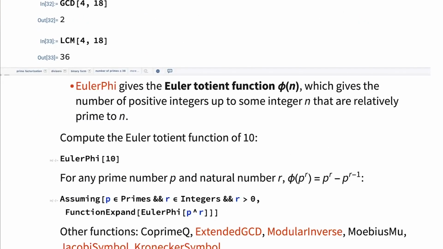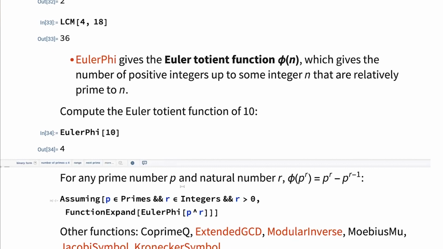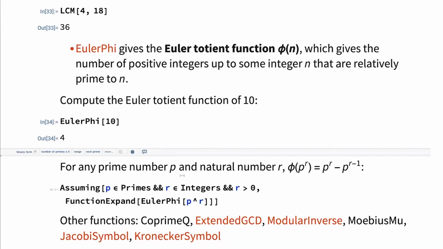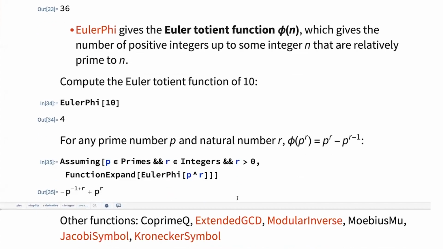EulerPhi gives the Euler totient function, which gives the number of positive integers up to some integer n that are relatively prime to n. For example, we can compute the Euler totient function of 10 by doing this. And there's a very interesting result that says for any prime number p and natural number r, this is what you get. And in the Wolfram Language, we can see that yes, it is indeed true. And the Wolfram Language has some great capabilities in symbolic computation. Other functions include CoprimeQ, ExtendedGCD, ModularInverse, and these functions that you see on your screen.